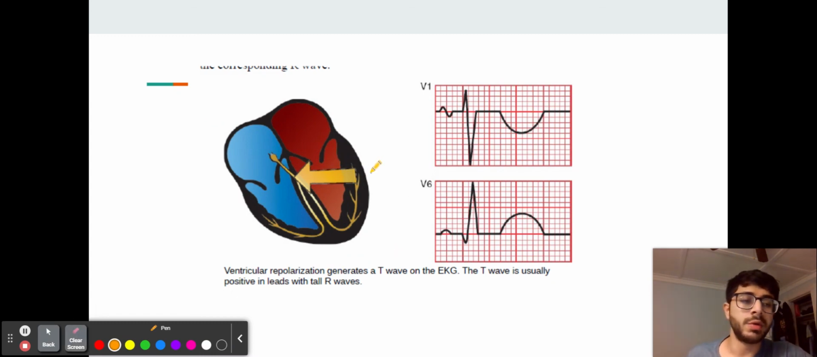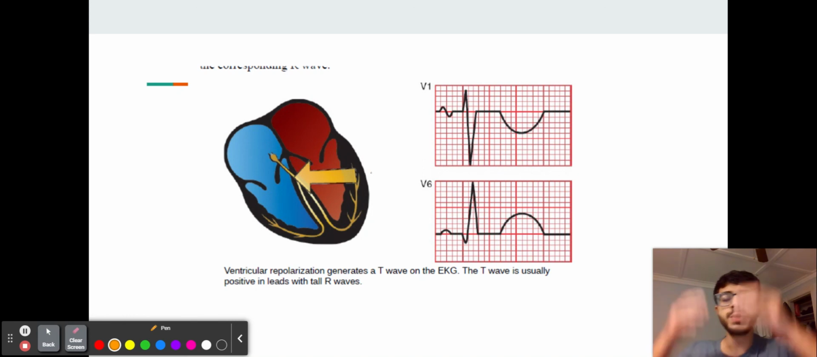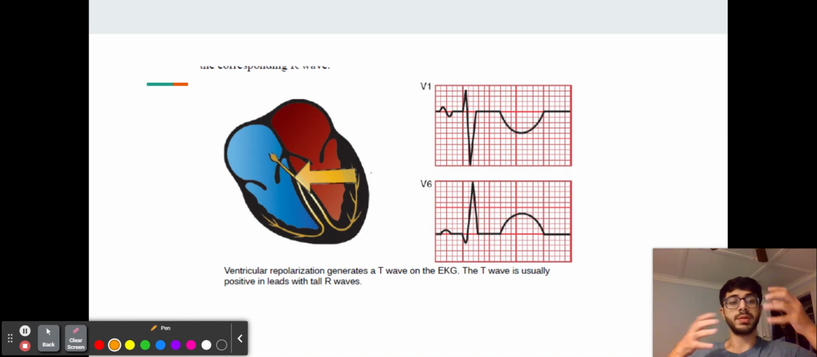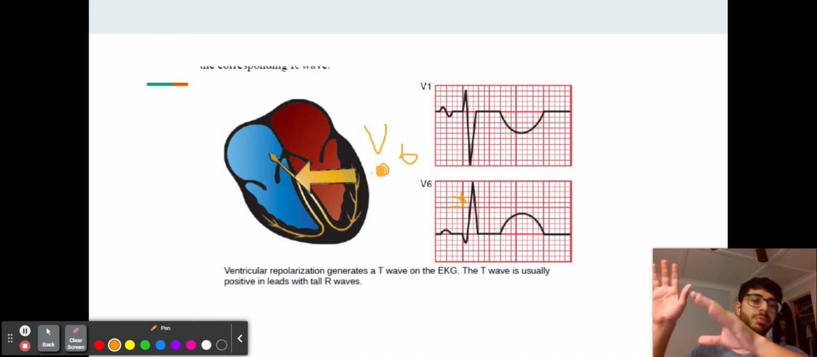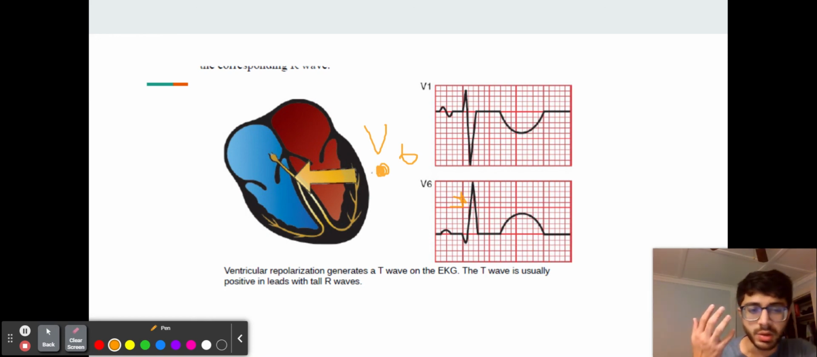Okay, what about repolarization? We said that when electricity comes towards an electrode, there is a positive deflection. When electricity goes away from an electrode, there's a negative deflection. If you're V6 right here, electricity came towards you, you said, this is a big R wave. Repolarization is electricity going away from you. It's the opposite of depolarization. So when there's repolarization happening, just think of electricity going away from you.